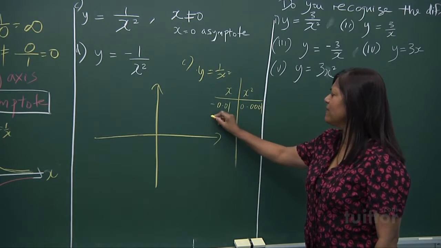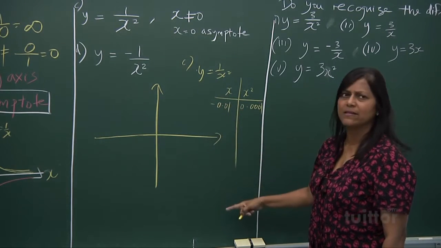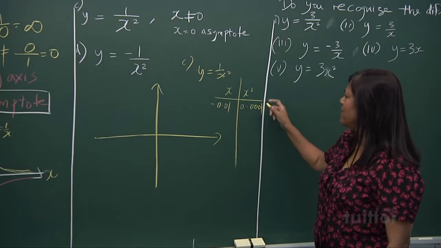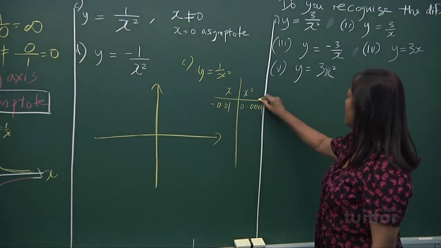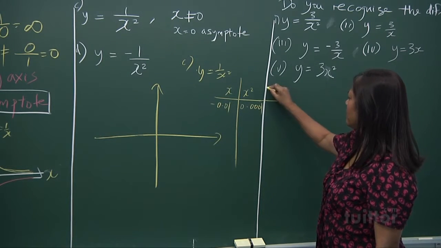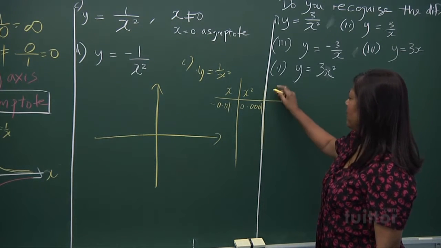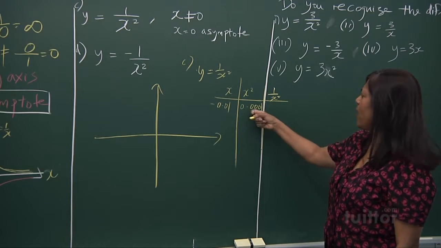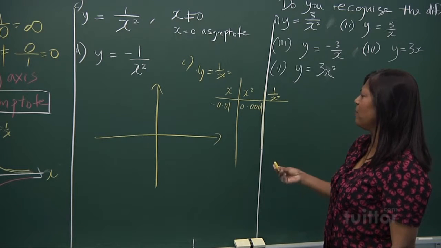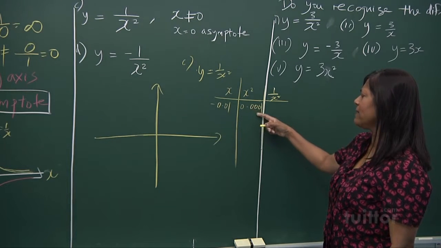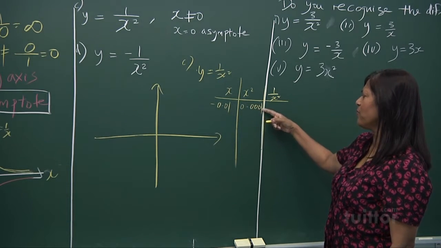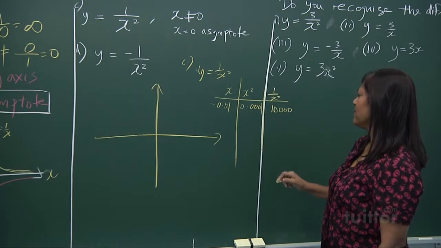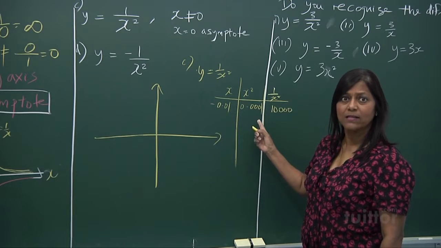So whatever negative values you put in for your x, they're all going to be positive. And you're going to invert it then. Alright, 1 over x squared, that's your y. 1 over this number, what do you get? You shift 4 places, 1, 2, 3, 4, you get 10,000. Alright, so do you see how fast it moves?